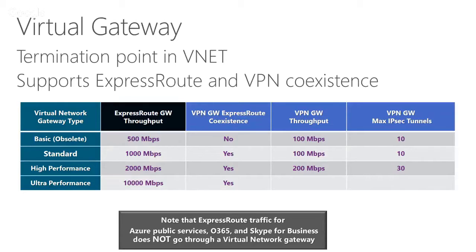Now, one small thing, this is only for infrastructure workloads, what we call the private peering link. For public peering and Microsoft peering, you of course don't need this.